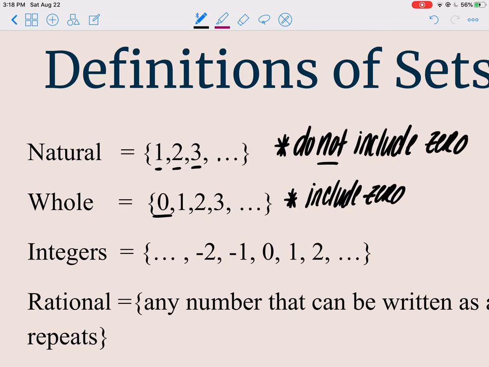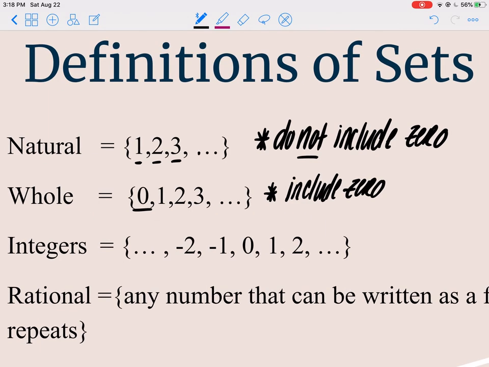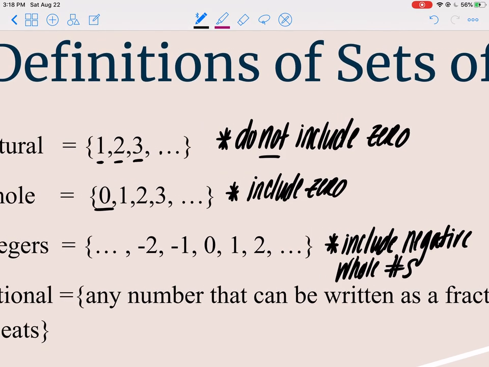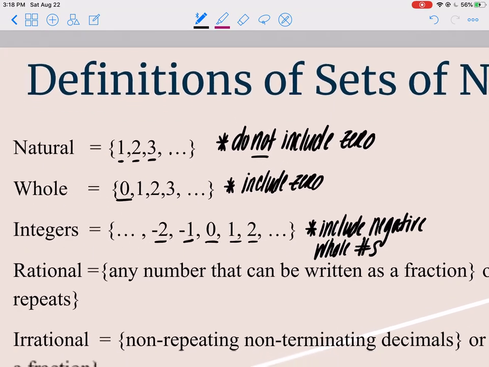Okay, integers, the only difference now with the integers is that they include negative whole numbers. Okay, so the whole numbers are all positive. And then integers include negative whole numbers. So you have 0, 1, 2, 3, 4, 5, etc. on to infinity. And you also have all the negatives, -1, -2, -3, -4, etc.